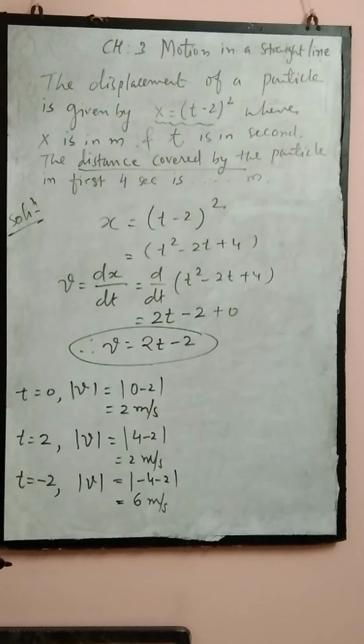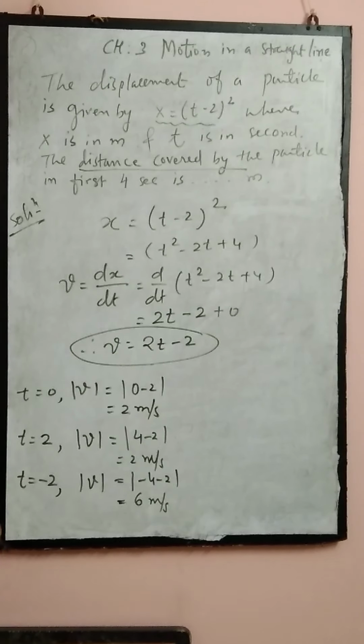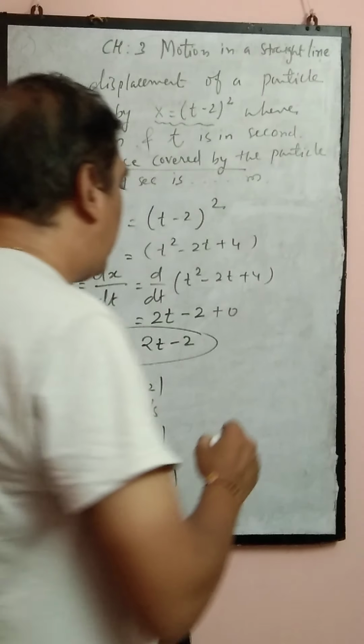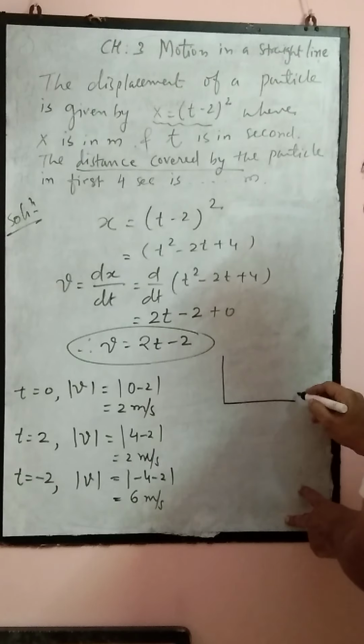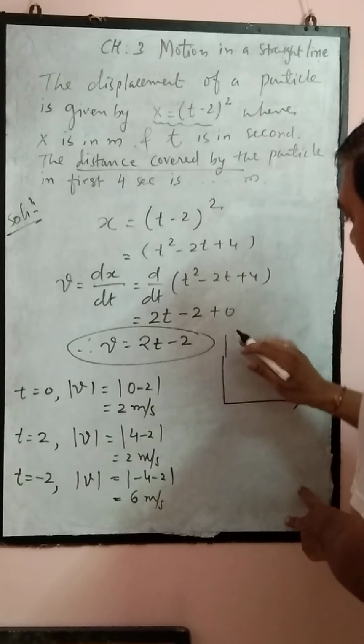So here we have this data. Now we plot the graph of speed against time, that is v against time.